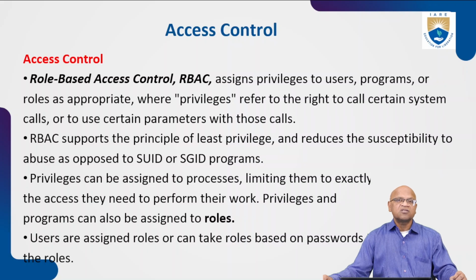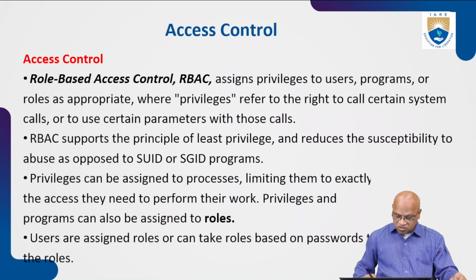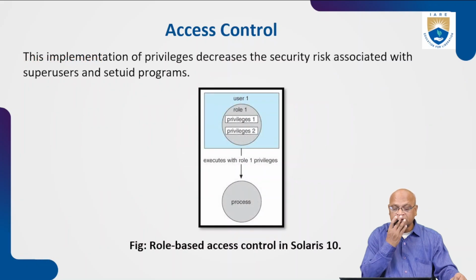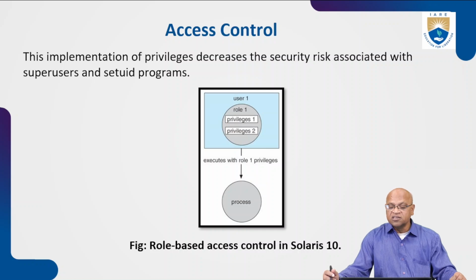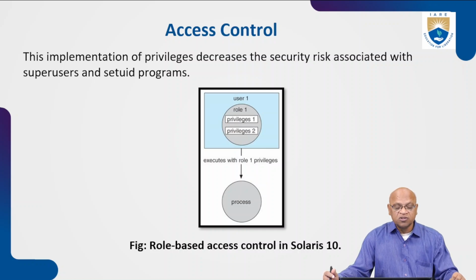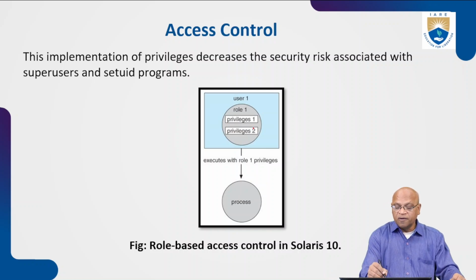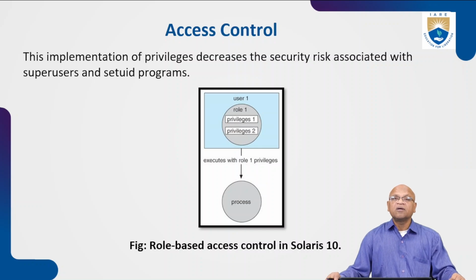Privilege can be assigned to processes, limiting them to exactly the access they need to perform their work. Privileges and programs can also be assigned to roles. So users are assigned roles or can take roles based on a password for the roles. So this is our access control. So the implementation of privileges decreases the security risk associated with super users and setUID programs. This is process and privileges 1, 2, 3, role 1. So as per the role only, the processes will be given access to the resources.